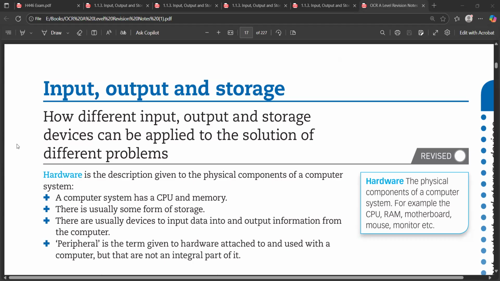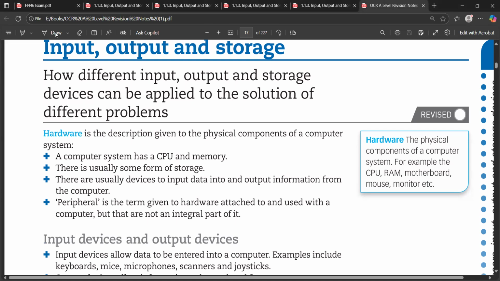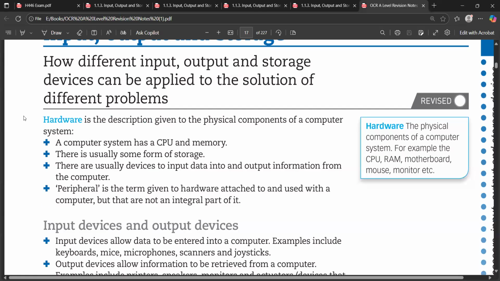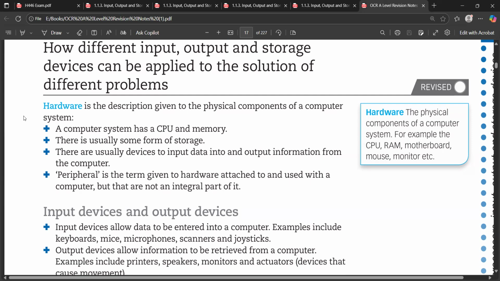Basically, the first concept is the hardware, right? And when we take the hardware to the next level, the hardware branches out into two categories, which is input and output device. The hardware is basically the physical components of a computer system. For example, you have CPU, RAM, motherboard, mouse, monitor. So a computer system can have CPU, memory, some storage, input output device, and peripherals is the term given to hardware attached to be used, but they are not an integral part.